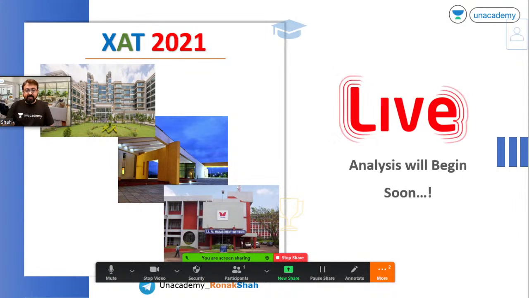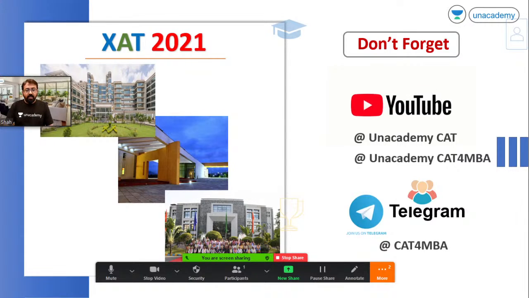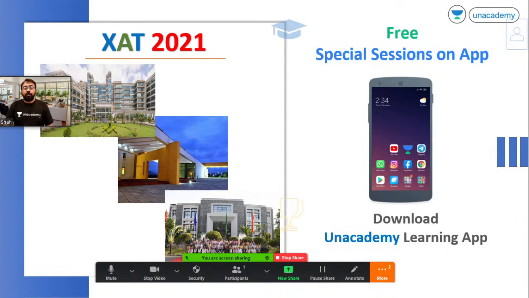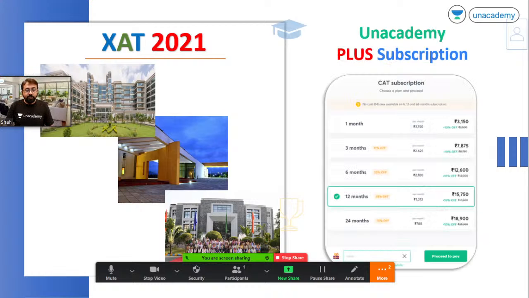Now guys, XAT 2021 live analysis is on the way and will soon start, because our students are writing the paper. Once the paper is over, we will quickly get the feedback from our faculty and our students. Our expert team is working in the back end, and they'll get us the complete details, and we'll display the questions over here. We will also solve the questions, so please make sure that all of you have tuned in.